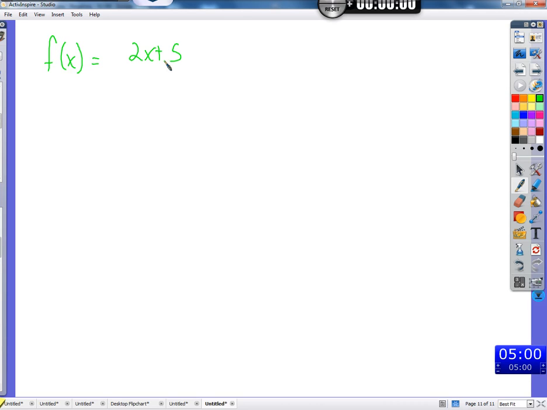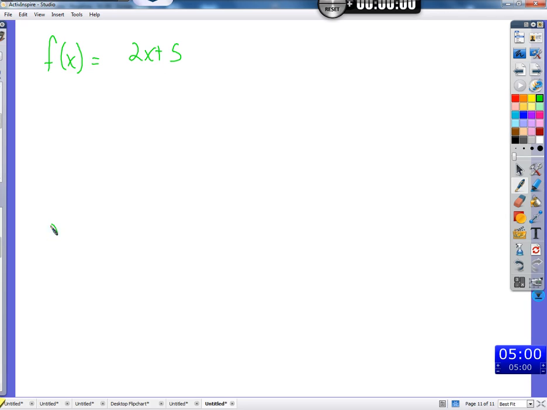Okay. Where do things go in? Typically in most functions. Where do you put things into this function? X, right? X is the input. And then y, right? This is the same thing as y. The output is the result of all the arithmetic that you do after you put the stuff in. Okay.